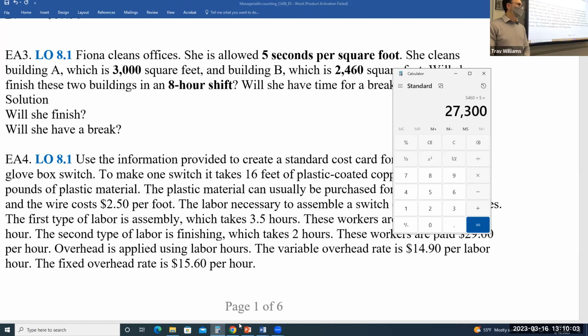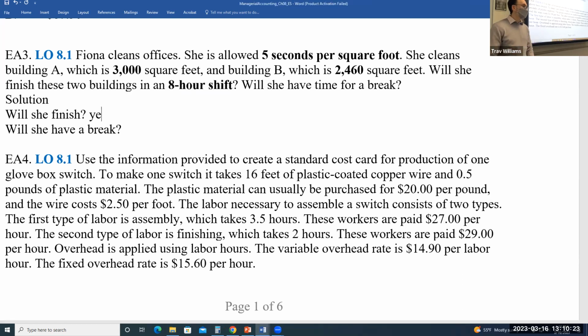How can we figure it out? Divided by 60. Okay, we divide it by 60. Now we know it's 455 minutes. Divide by 60 again. Okay. Now we know it's 7.58 hours. That answers our question. So yes, she will finish within 8 hours. And there is a little bit of a buffer there. So yes, she will have time for a break.